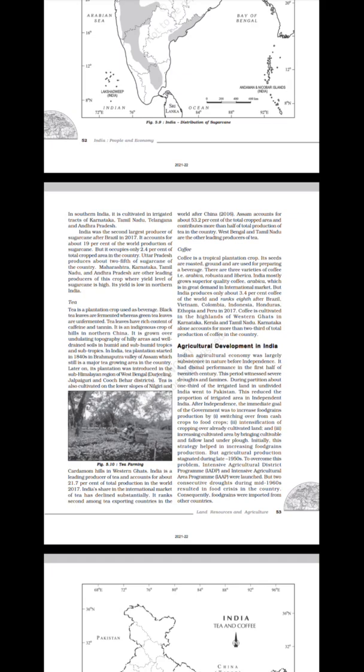Uttar Pradesh produces about 2/5 of sugarcane of the country. Maharashtra, Karnataka, Tamil Nadu, and Andhra Pradesh are other leading producers of this crop. The yield level of sugarcane is high. Its yield is low in northern India.